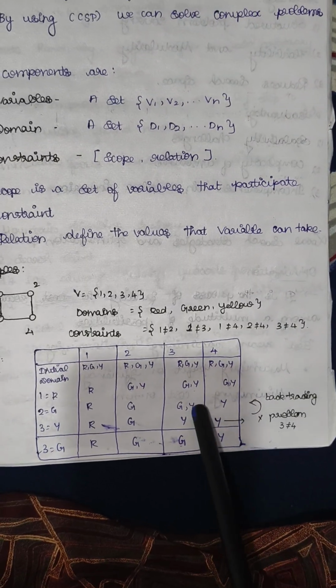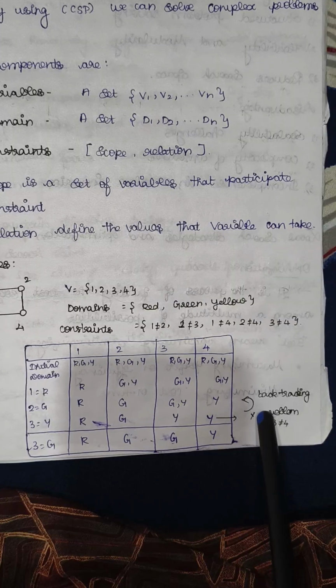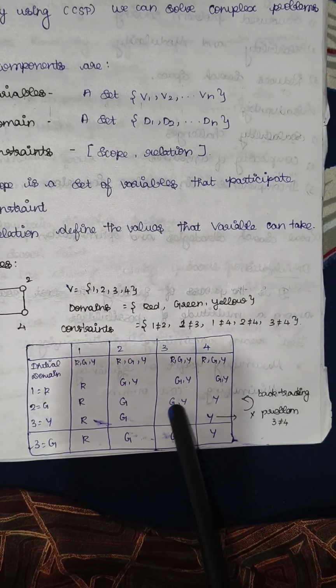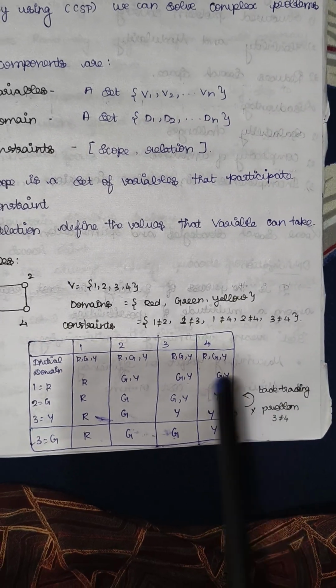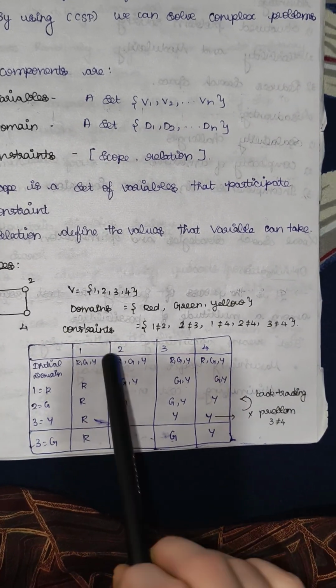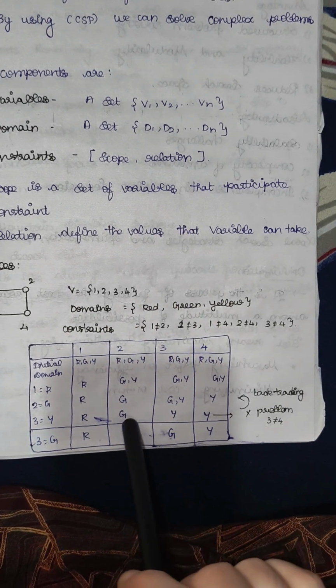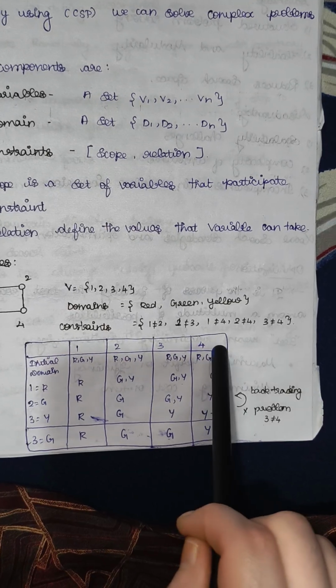So here we are doing the backtracking. While using backtracking we can change this green and yellow option to green, and finally we have assigned yellow to 4. So this is the final solution, that 1 is red and 2 is green and 3 is also green because 2 can be equal to 3, and the remaining color is yellow that has been assigned to 4.